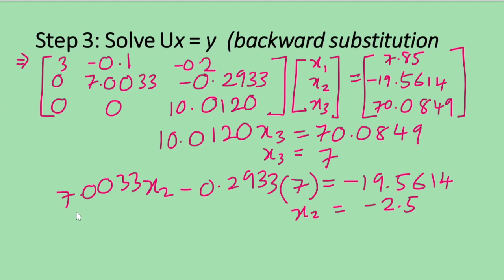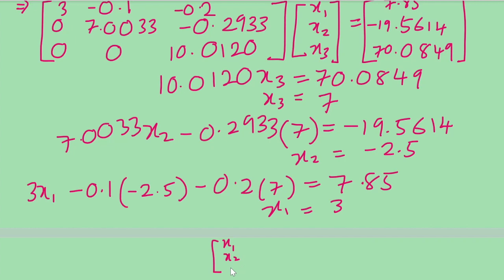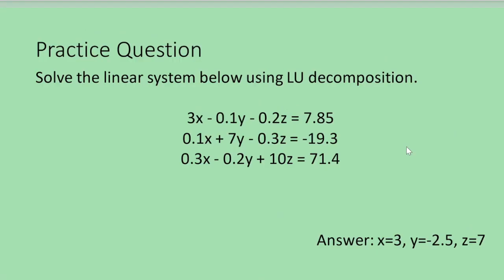Finally, the first row, we have 3x1 minus 0.1x2, and x2 is negative 2.5, minus 0.2x3, and x3 is 7. It's equal to 7.85. And using our calculator, x1 is simply 3. So x1, x2, and x3 is equal to 3, negative 2.5, and 7. This would be our final answer. Let me just check the question again. Okay, so the question uses x, y, and z as the variables. So I would change x1, x2, and x3 to x, y, and z.